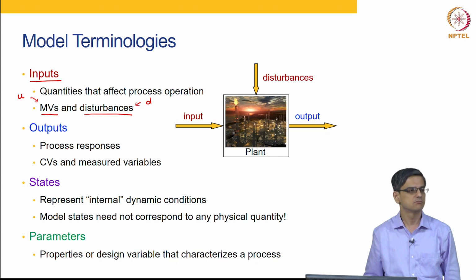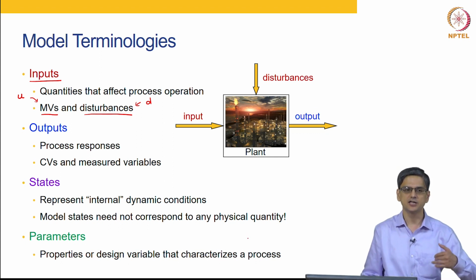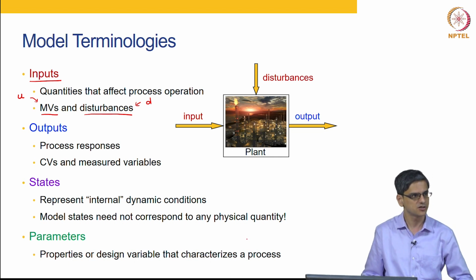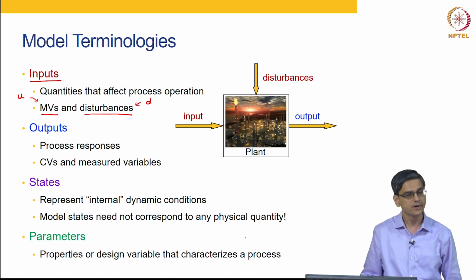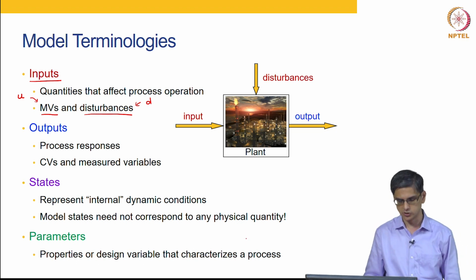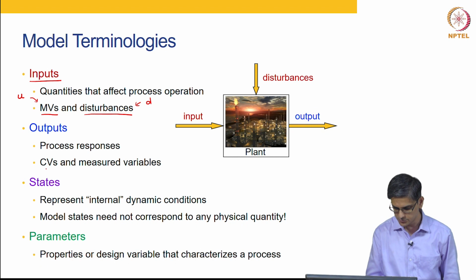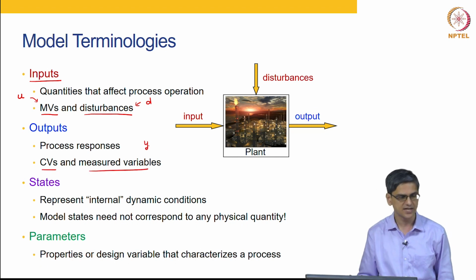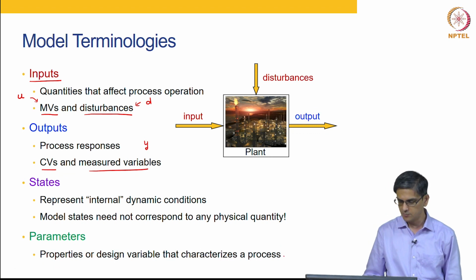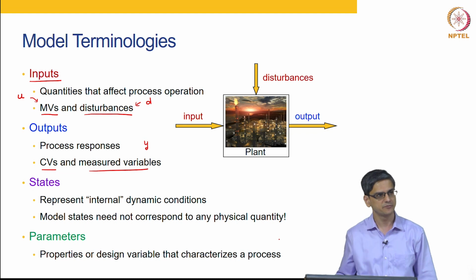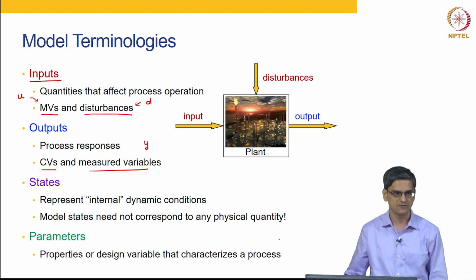Outputs are the variables that you can measure, or the variables that you are interested in, which respond to the changes in your inputs. So, these would be controlled variables and measured variables. The outputs we will represent as Y. Much later in the course we will come across cases where we will distinguish between measured and controlled variables, in which case I will represent them as Ym and Yc.